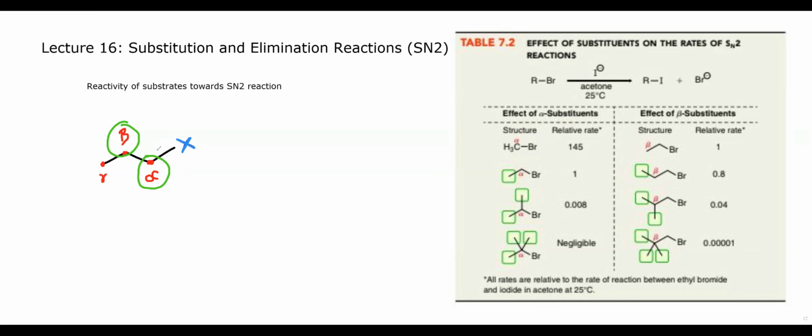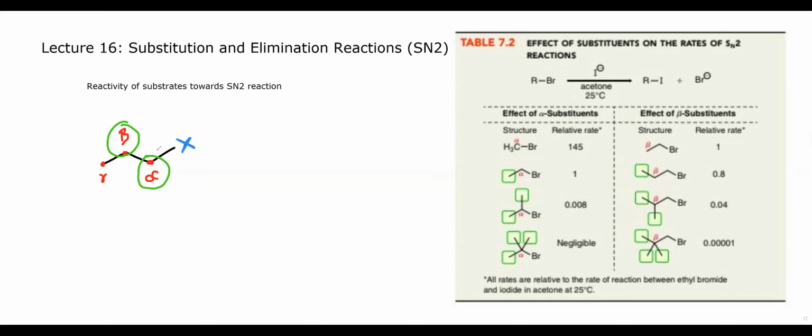145 times faster. If we look below the primary bromide and we see the secondary and tertiary bromides, the secondary bromide is much more slow. It has a relative rate of 0.008. And the tertiary bromide is so slow that there's essentially no reaction. It's negligible rate. Okay. So that means as we increase the substitution at the alpha position, the reaction gets much, much slower.